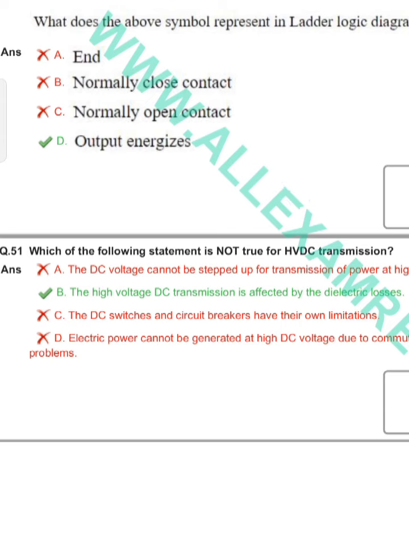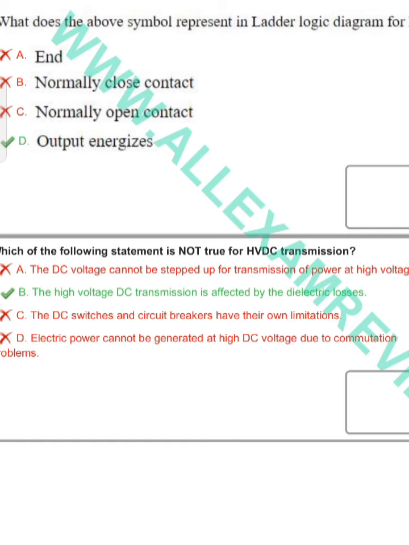Okay. Which of the following is not true for HVDC transmission? HVDC transmission is not affected by the dielectric losses. Okay.